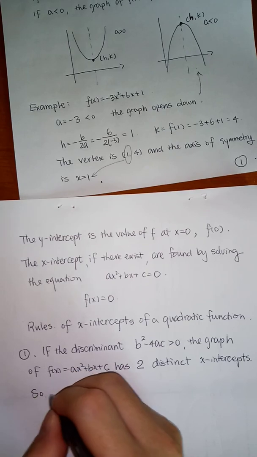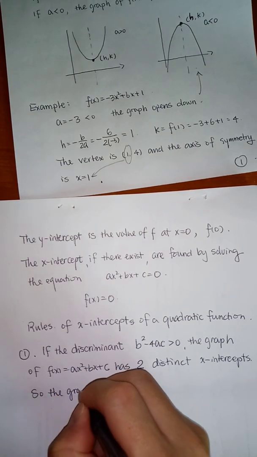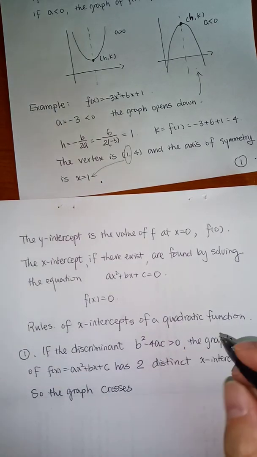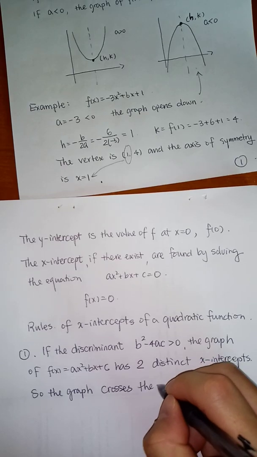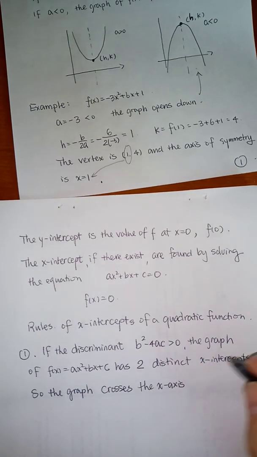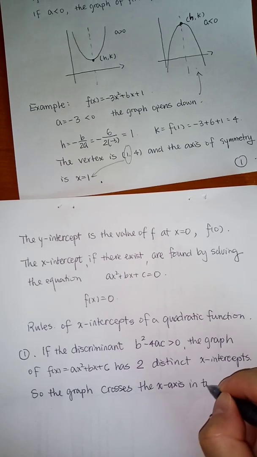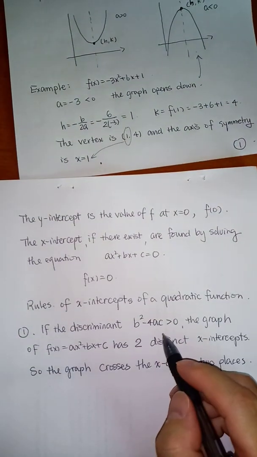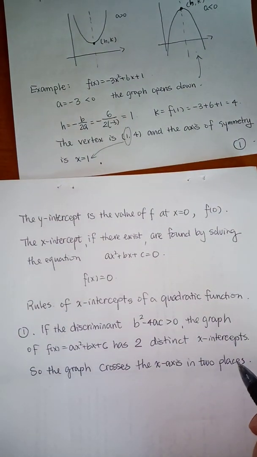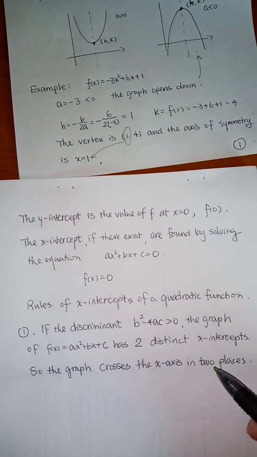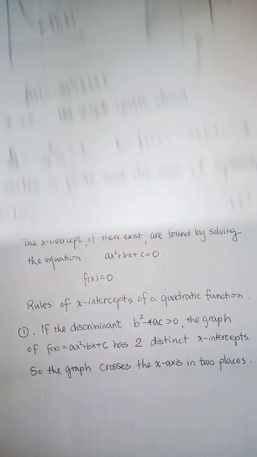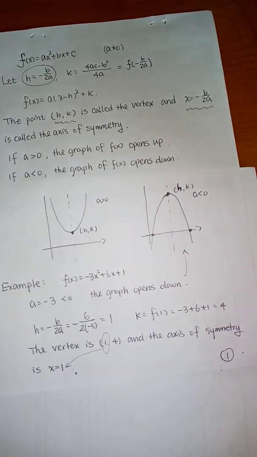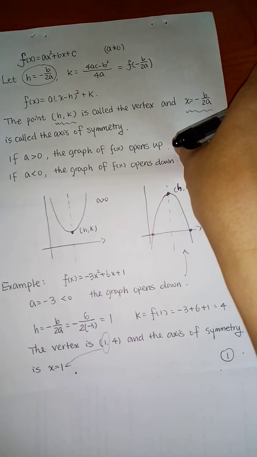So the graph crosses the x-axis in two places. Okay, so discriminant positive, you have two distinct intercepts, and the graph crosses the x-axis in two places. It's like this. This corresponds to b squared minus 4ac greater than 0.